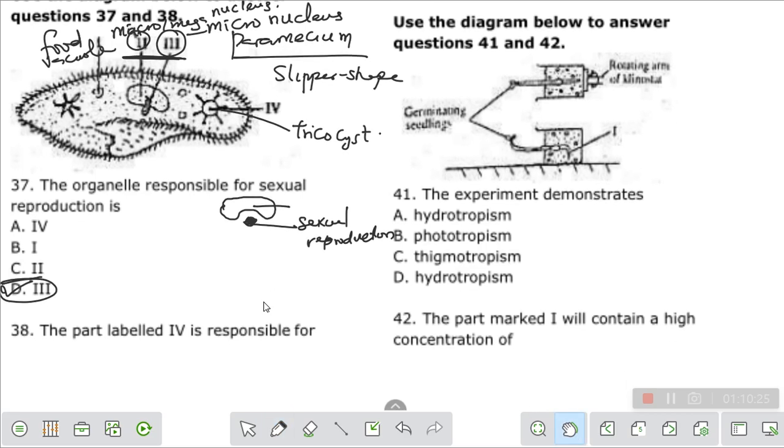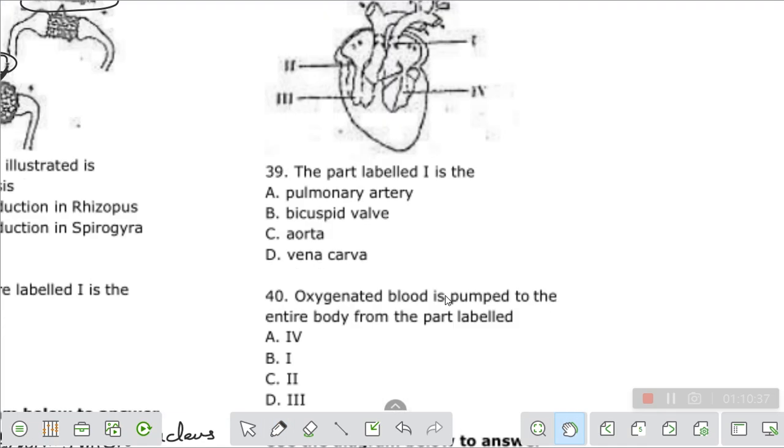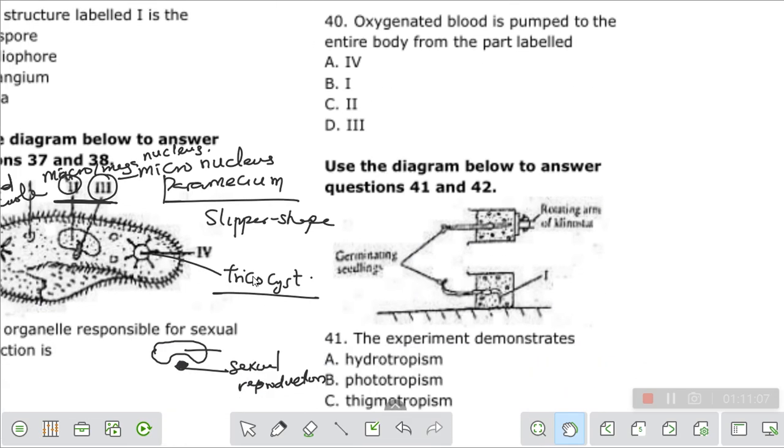Let me look at the diagram very well. Oh, sorry, this is not the trichocyst. I made a mistake. The trichocyst will be around the cell like this, but this is the contractile vacuole. I'm sorry for that error. So what they're asking us is the function of the contractile vacuole, and most of you already know it. We have done that over and over again: the function of the contractile vacuole is osmoregulation. So the answer is option D.